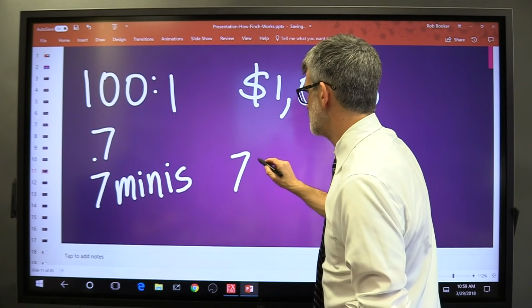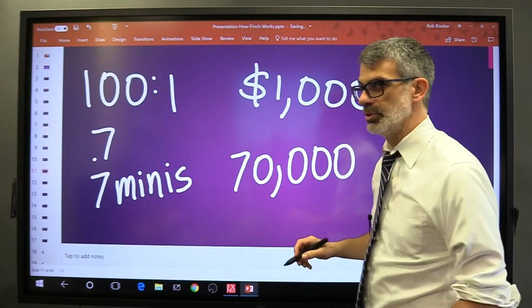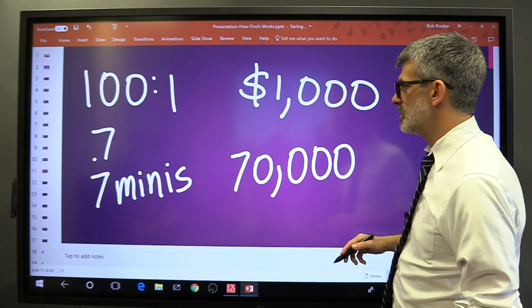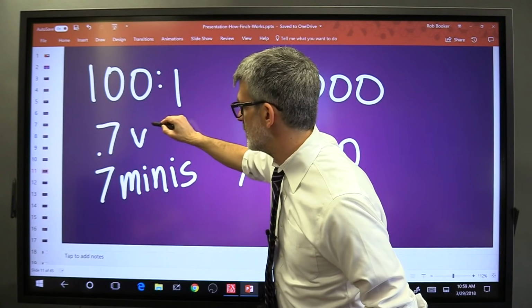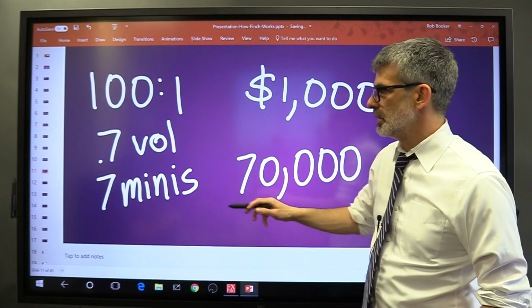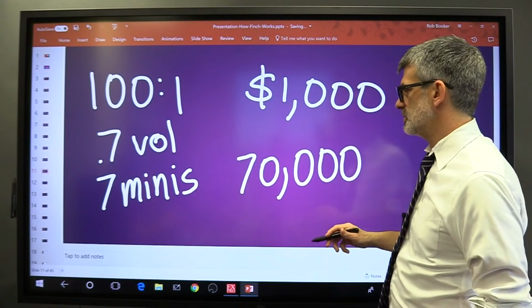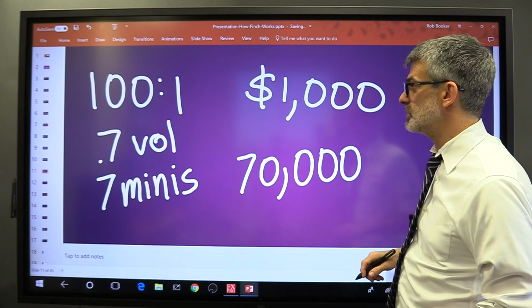And that is equal to how many units of currency? 7,000 units. 70,000 units of currency. All right? So it's a 0.7 volume in your trade size in your broker's platform, your volume. That's 7 mini lots. And it's a position value of 70,000 units of currency.